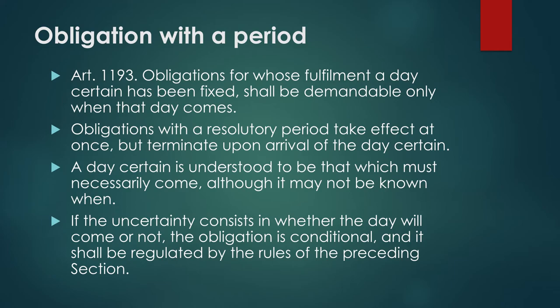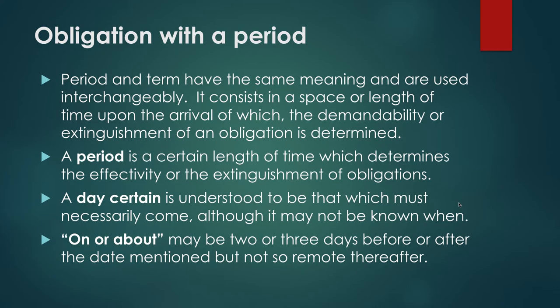When you say conditional, it could happen or it may not happen. Okay, so there is a possibility, but it is not certain. Then that is a condition. If it is certain to happen, then it is a period. Okay, but 1193 only deals with a period.